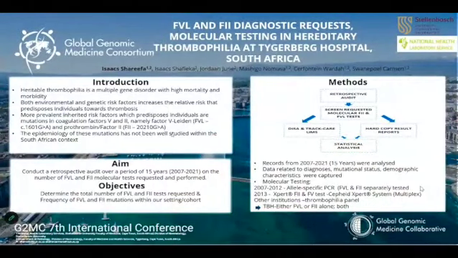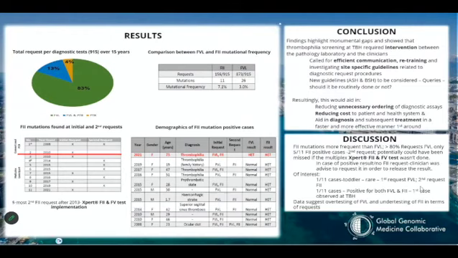Inherited thrombophilia is a multiple gene disorder with high mortality and morbidity. For this study, we focused specifically on coagulation factors II and V, which is the G1691A and the 20210A variants. We conducted a retrospective audit over a 15-year period from 2007 to 2021 and investigated the test request frequencies and the frequency of mutations. A total of 915 molecular diagnostic tests were requested over the 15-year period, with 83% being for the factor V Leiden assay, 13% for both assays simultaneously, and 4% for factor II. We then looked at the mutation rate per assay and found a frequency of 7.1% for factor II and only 3% for factor V.